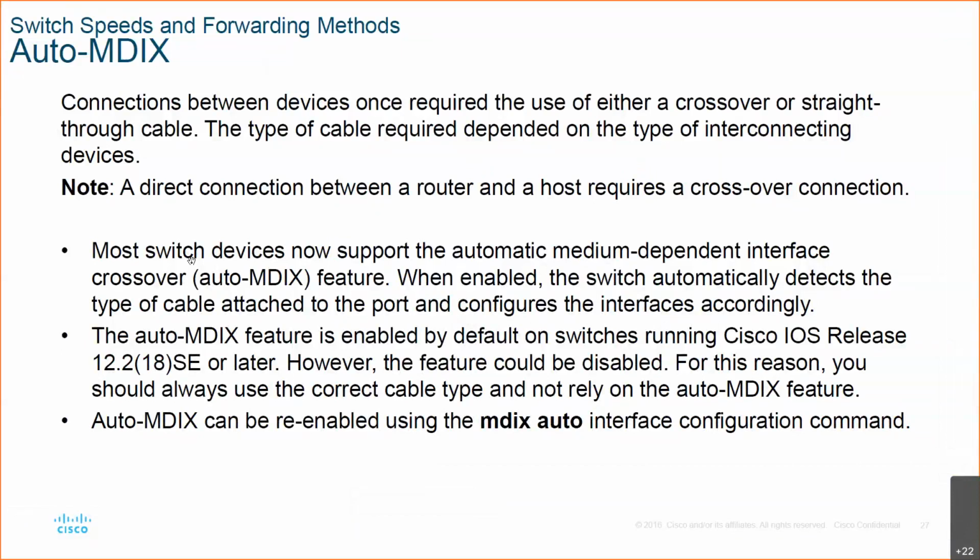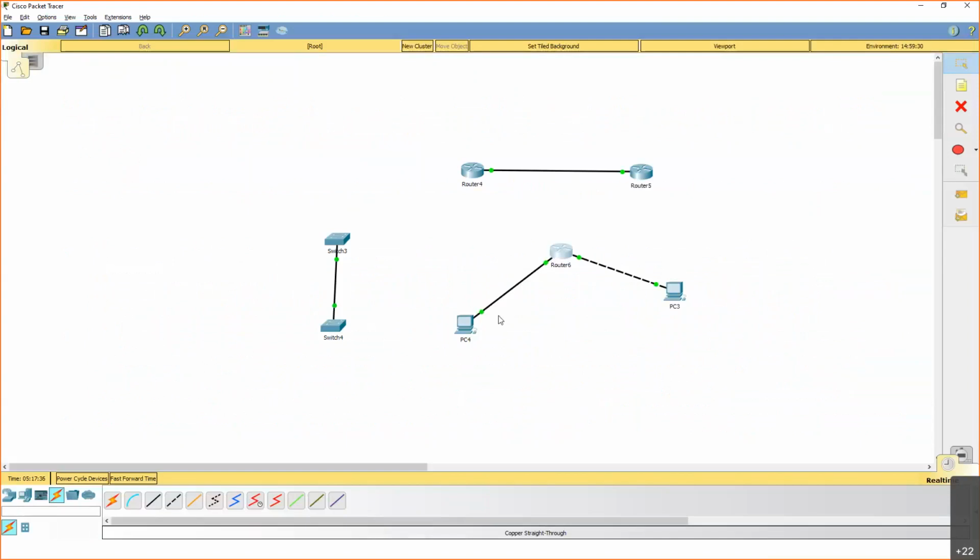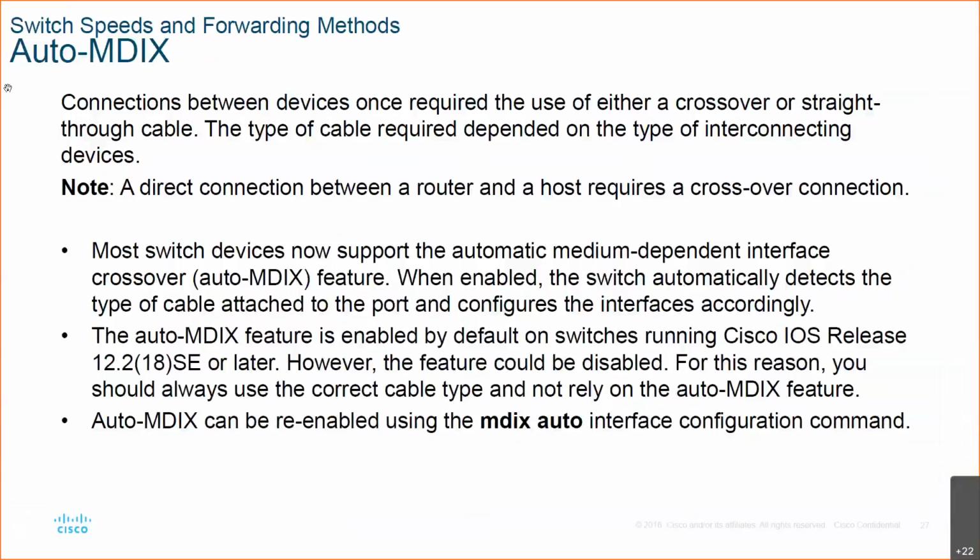Most switches and routers now support the automatic medium-dependent interface crossover, AutoMdix, feature. What does it do? The switch automatically detects the type of cable attached to the port and configures the interface accordingly. So even the router doesn't care. If you are using a straight through, it will detect and adjust so that the data can still pass. This is something new that we have.